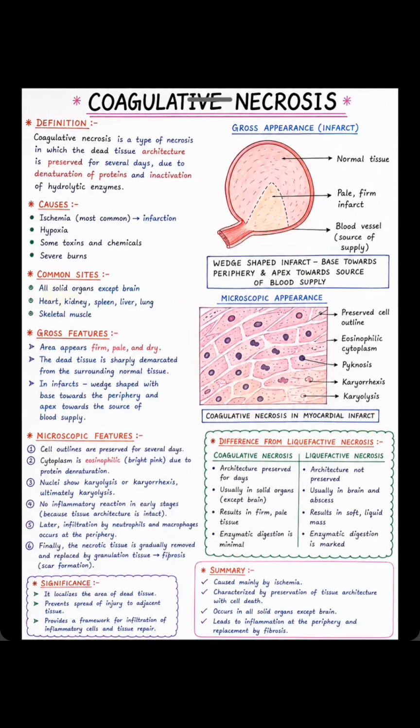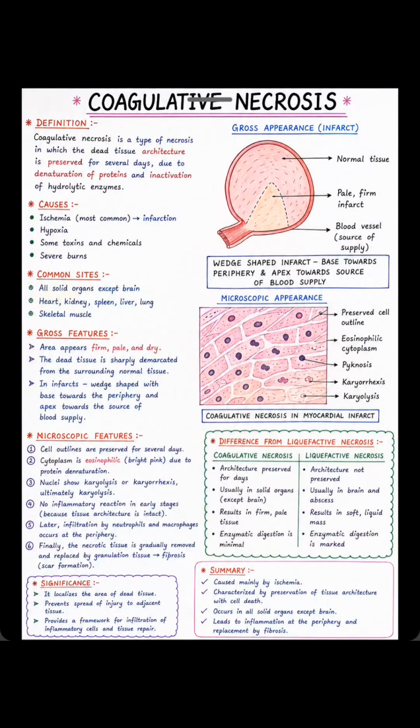So now, what causes this? What causes coagulative necrosis? The most common cause is ischemia, which leads to infarction, tissue death due to lack of blood supply. Other causes include hypoxia, toxins, chemicals, severe burns. That's it. Where does it happen? What are the common sites? Remember this golden rule: all solid organs except the brain, and we are talking about the heart, kidney, spleen, liver, lung and skeletal muscle.